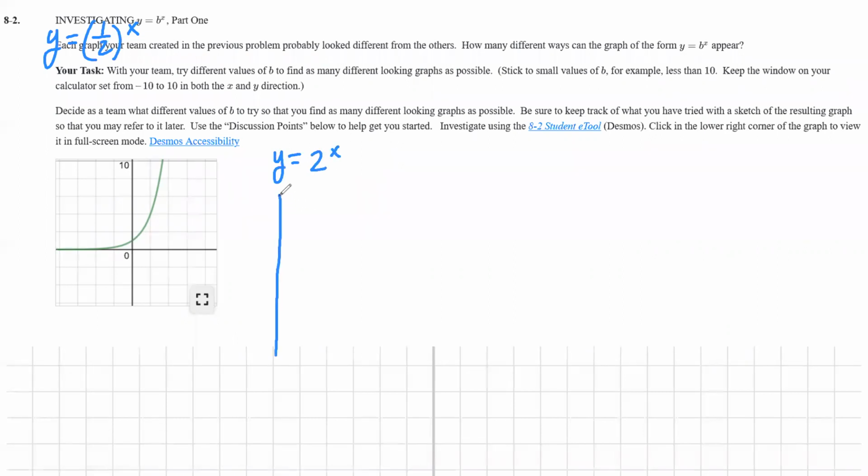What we want to do is make an xy table. Okay, and we want to put some values in here, like let's put -3, -2, -1, 0, 1, 2, and 3. So we'll go from -3 to +3. When we put -3 in here, if I do 2 to the -3rd power, what is that, you guys?